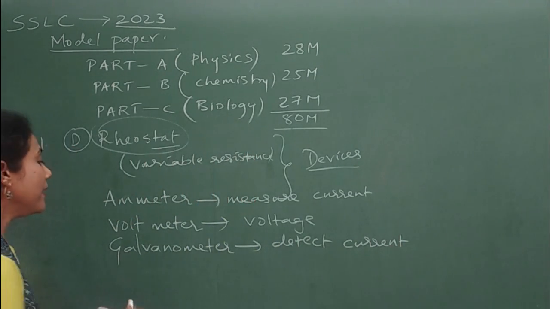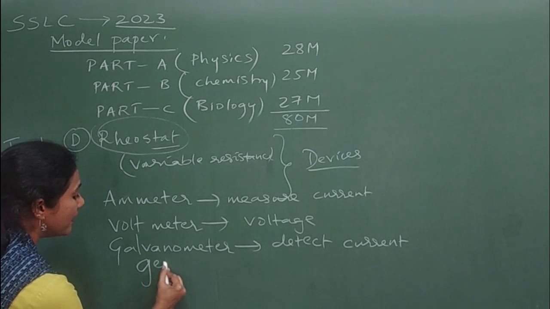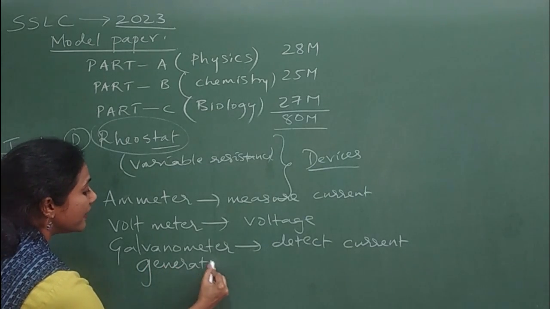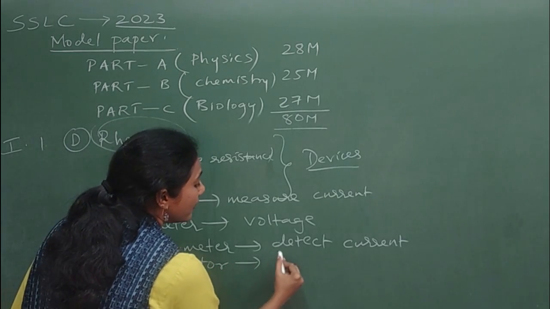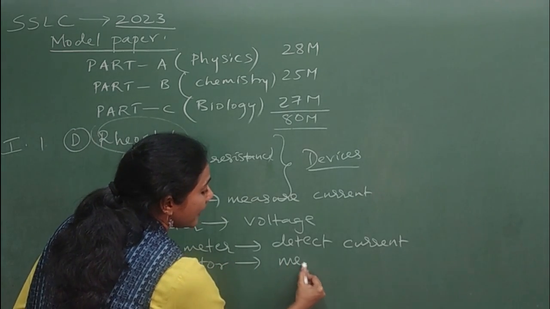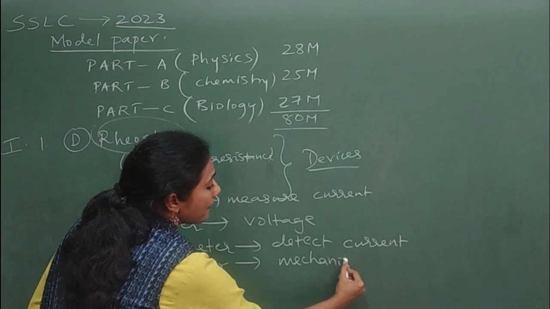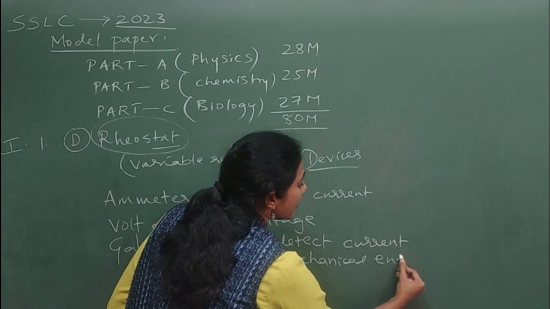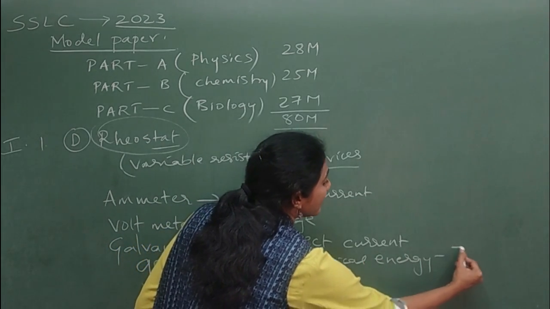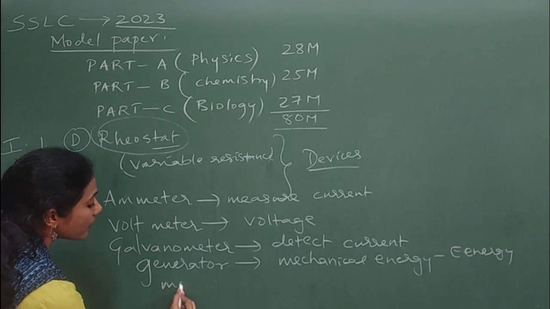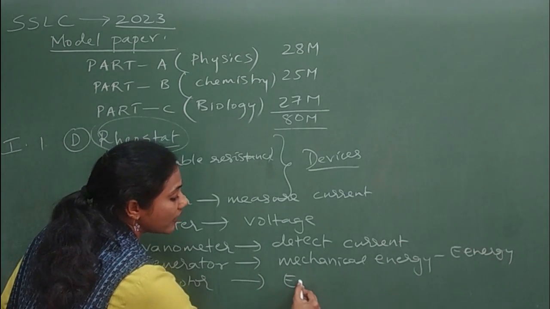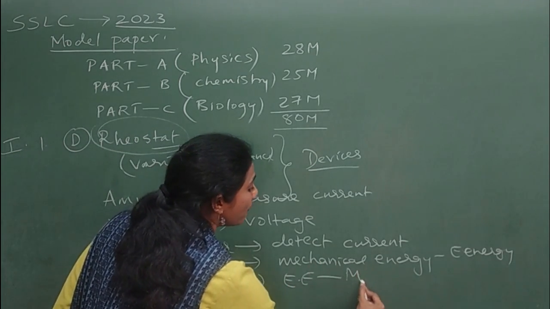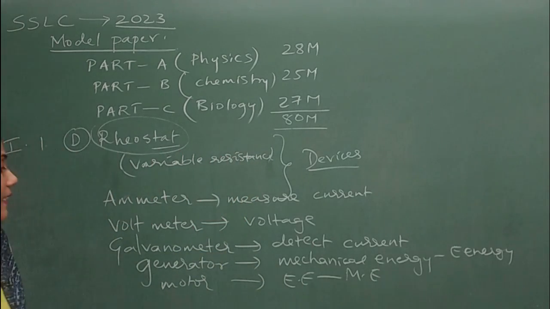And then you have the generator. The generator is used to convert what? Mechanical energy into electrical energy. The electric motor is the opposite. It is used to convert electrical energy into mechanical energy, isn't it?